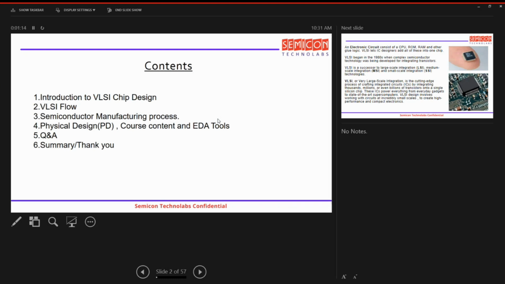Let me walk through the contents we will be covering today as part of the PD demo. When I say PD, it is nothing but physical design. The short form of physical design is PD.